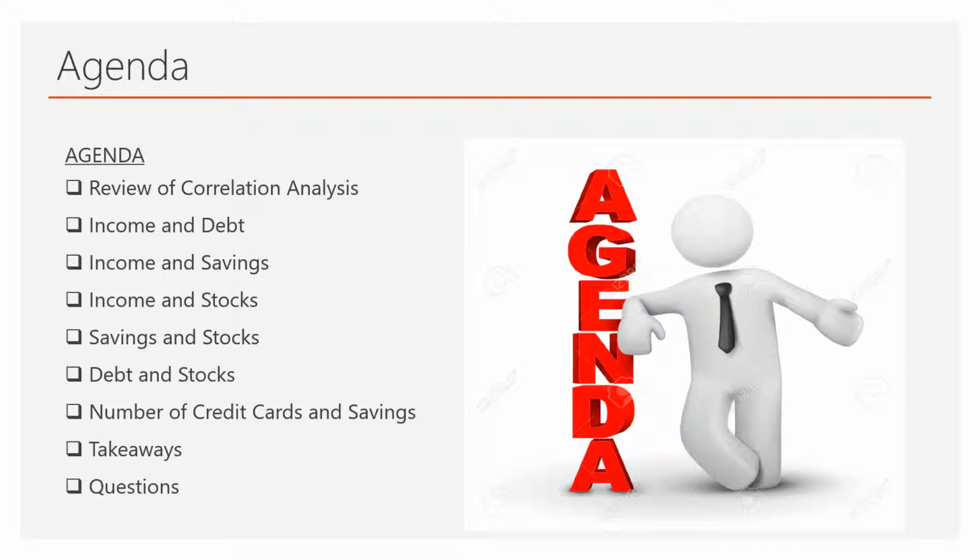First on the agenda, we're going to review what a correlation analysis is, and then we're going to discuss 6 variables, one being income and debt, then income and savings, then income and stocks, savings and stocks, debt and stocks, then number of credit cards and savings. Thereafter, we're going to discuss some takeaways, and then we're going to open it up to questions.